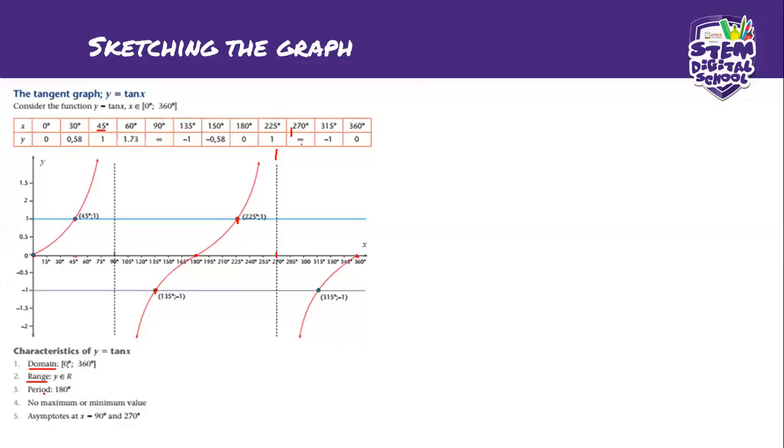Then let's proceed to period. Now let's talk about the period for the tangent graph, right? In this case, they are saying the period is 180. Why 180? Now let us study this. When you look at this curve here, this is going to be a half curve. You can see this is a half curve, right? So it's not going to help us to get the period.